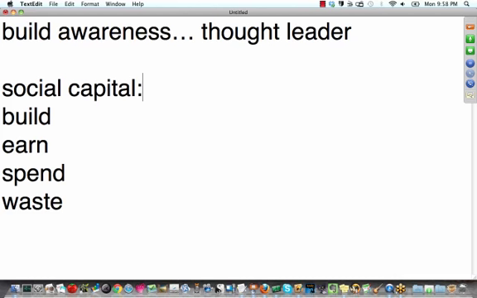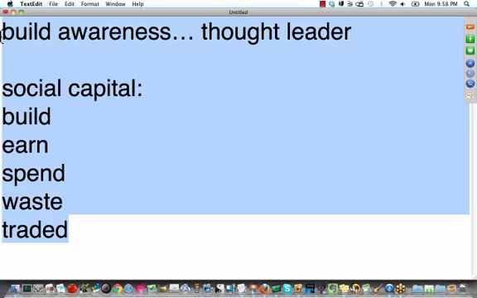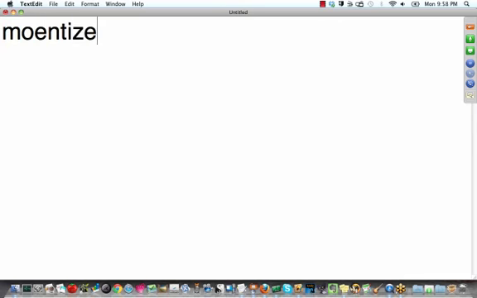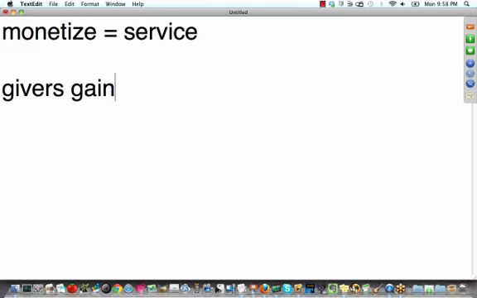Social capital is sort of like your online reputation, and it can be built, earned, spent, wasted, saved, and even, believe it or not, traded. So you want to be able to ask as part of being a good shepherd, because this is a great way for you to learn your market. And really remember, you're not just trying to monetize by sucking money out of the people. You really want to monetize through service, right? You want to serve the community, and then the monetization is secondary, right? Provide value without expectation for compensation up front. Givers gain, as they say, and so you want to make sure you give first and ask second, and that works very, very well.